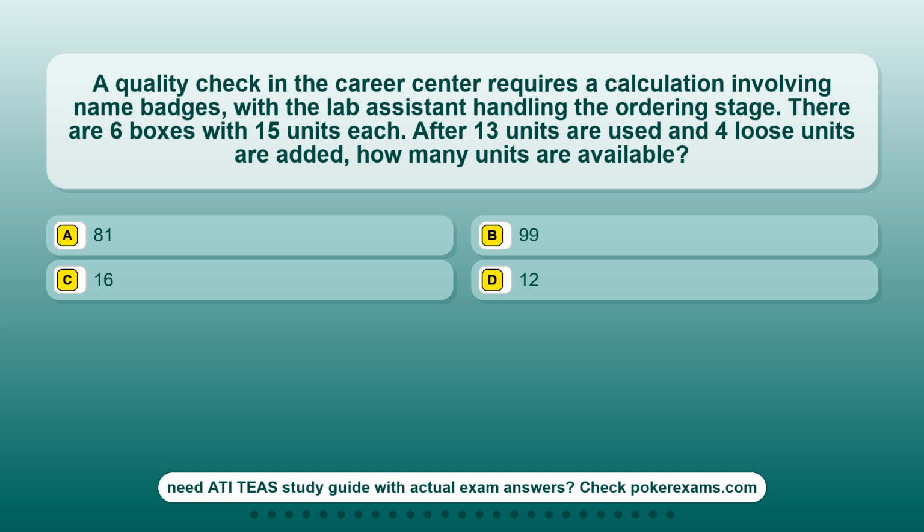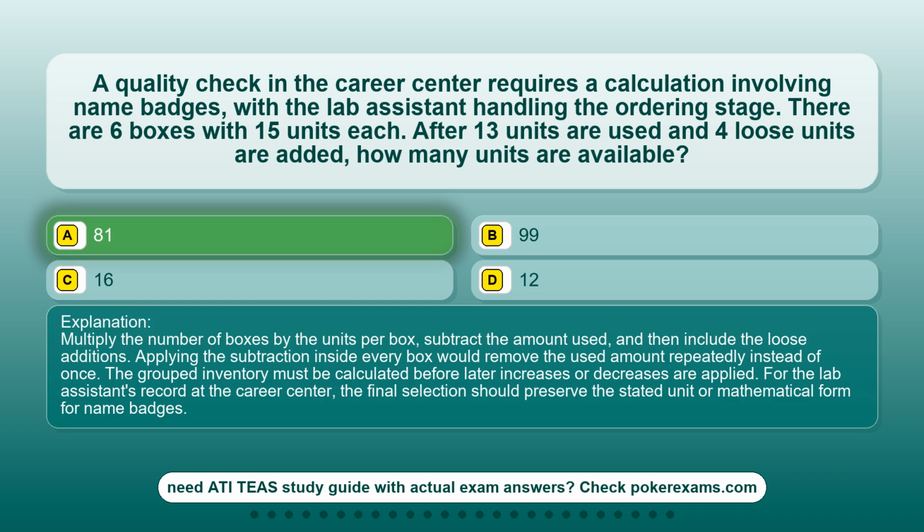A quality check in the Career Center requires a calculation involving name badges, with the lab assistant handling the ordering stage. There are 6 boxes with 15 units each. After 13 units are used and 4 loose units are added, how many units are available? Option A, 81. Option B, 99. Option C, 16. Option D, 12. The correct answer is option A, 81.